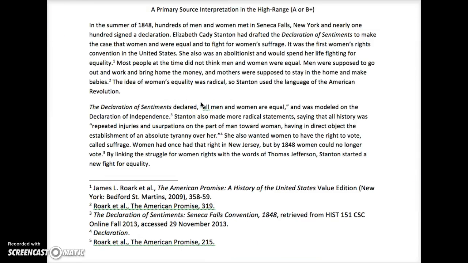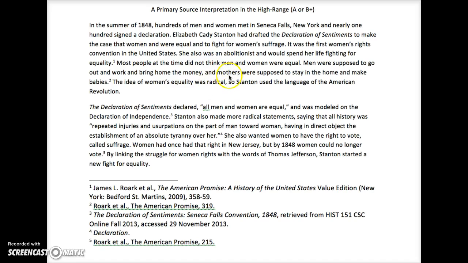Okay, this is a primary source interpretation about Seneca Falls, which is 1848, so it doesn't really fall into a time period. But this is a good example of how to put in the context. We have a date. We have the summer of 48. People are getting together in New York. They are making a case that women are equal and want suffrage. It's the first such convention.